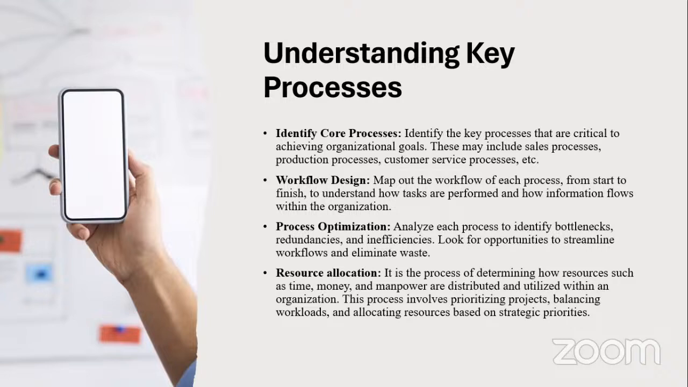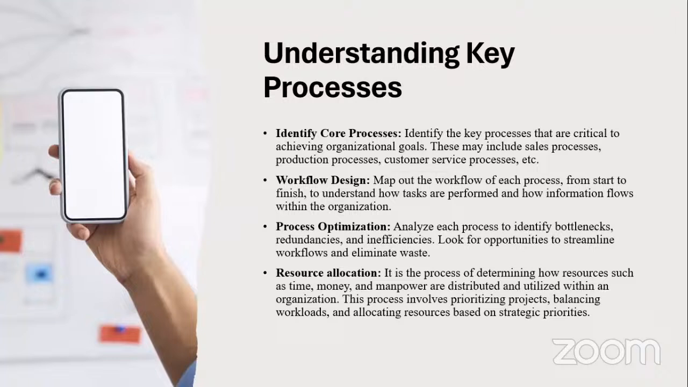Now, understanding the key processes. When you are developing a process, you have to understand the key processes, the key assignment, the key operations, the major tasks within your organization. You need to find out the ones that are across the functions: production, marketing and sales, personnel, and finance. You need to understand those core functions and then work on them. The workflow design: how to map out the workflow of each process from start to finish to understand how tasks are performed and how information flows within the organization. And you can do this through mapping. So you could have a physical visualization of that.